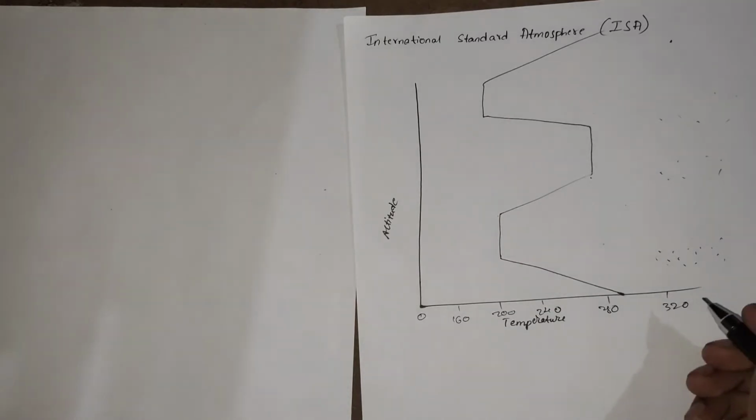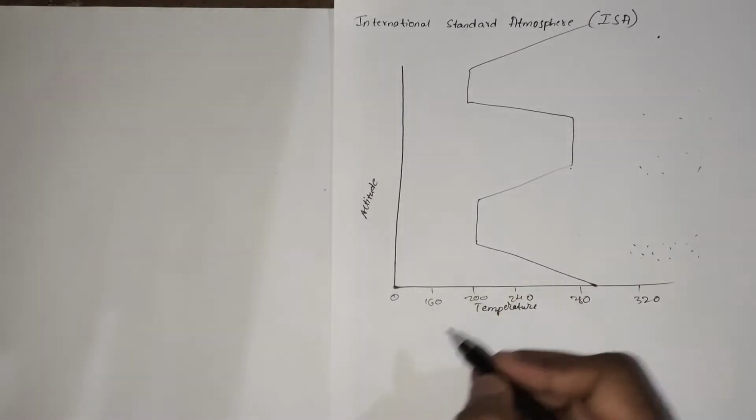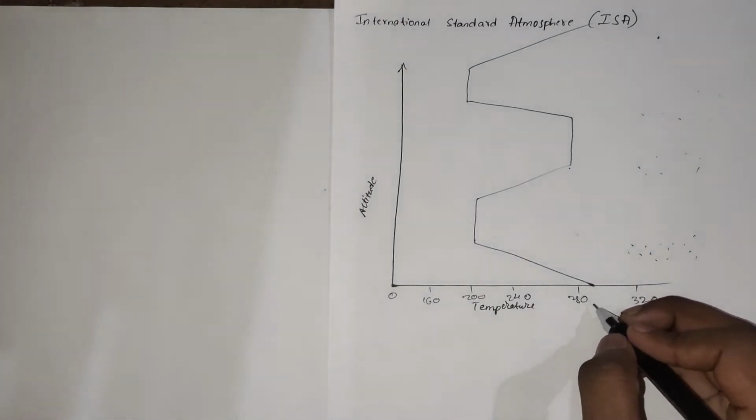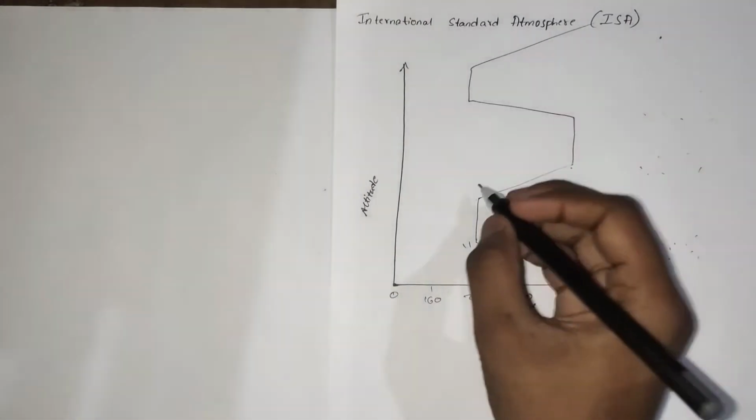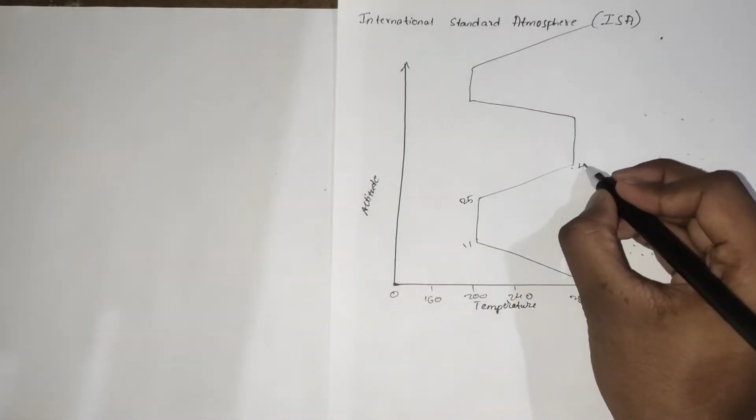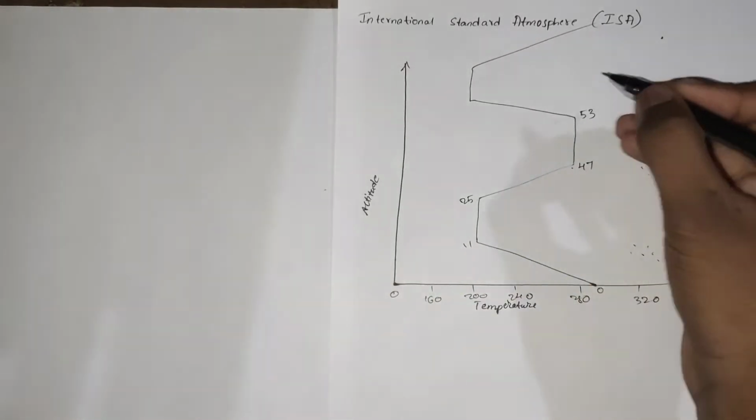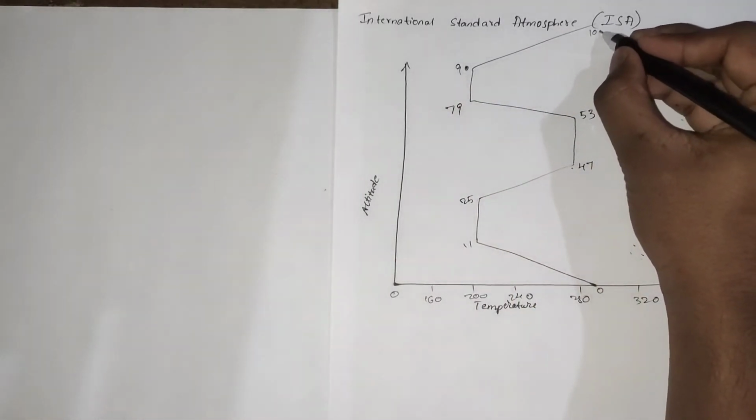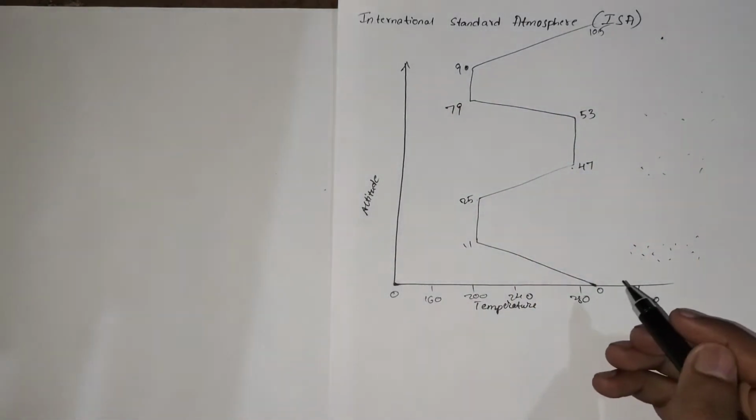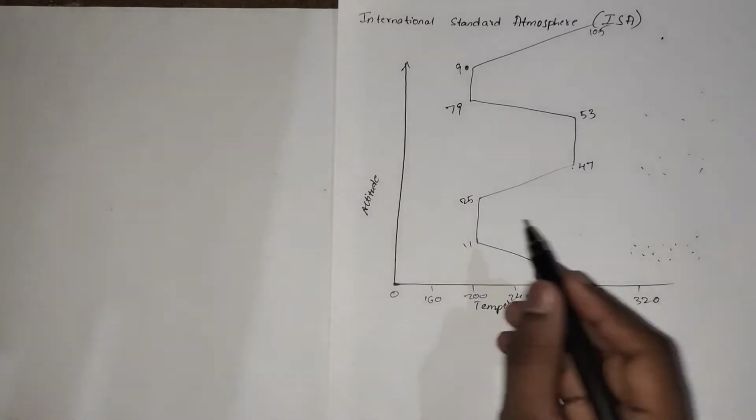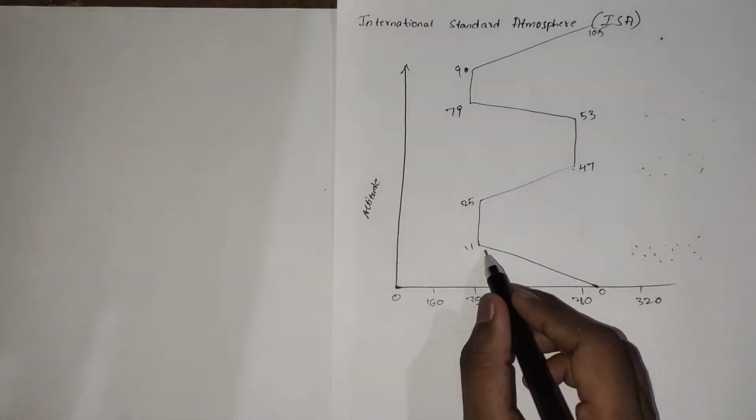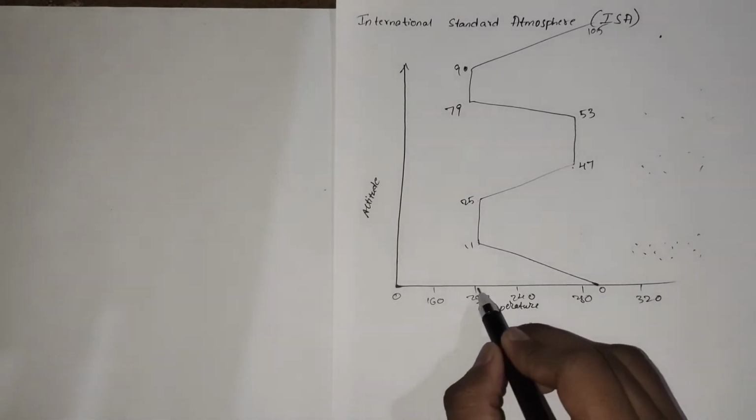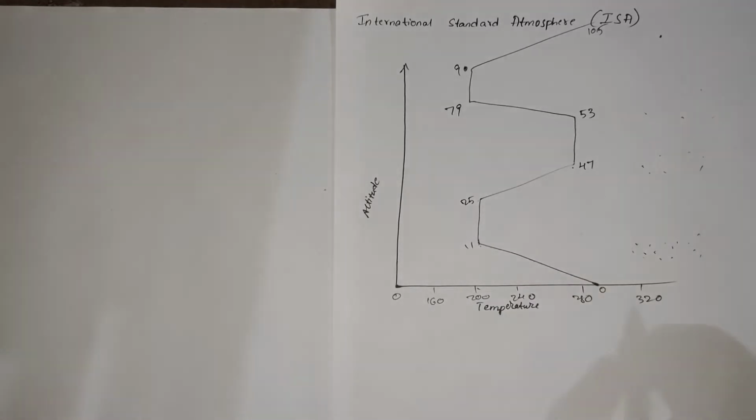So in the x-axis we take temperature, and in the y-axis we go with altitude in kilometers. 0, this is 11, 25, 47, 53, 79, 90 and then 105. So from 0 to 11 kilometers there will be a reduction in temperature as we move higher.